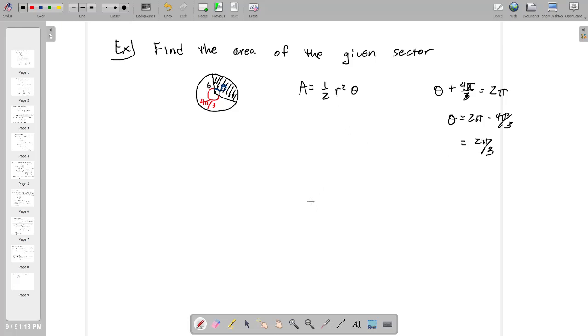So I know what my theta is. I need to figure out what my radius is. My radius is 6. It's given in the problem. So we would have A is equal to 1/2 times 6 squared times theta, 2 pi over 3. Cancel the 2. 6 squared is 36. 36 divided by 3 is 12. So we have 12 pi. 12 pi is the area of the shaded region.